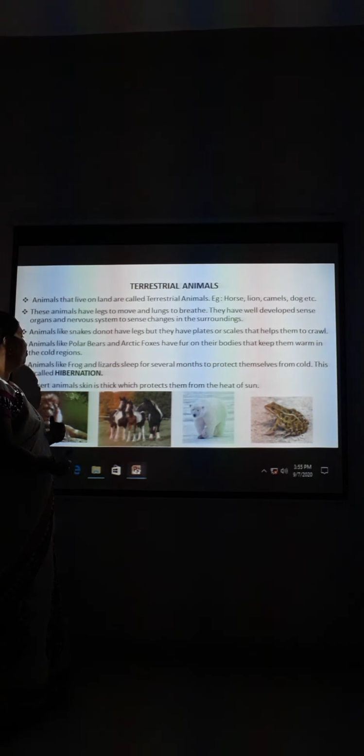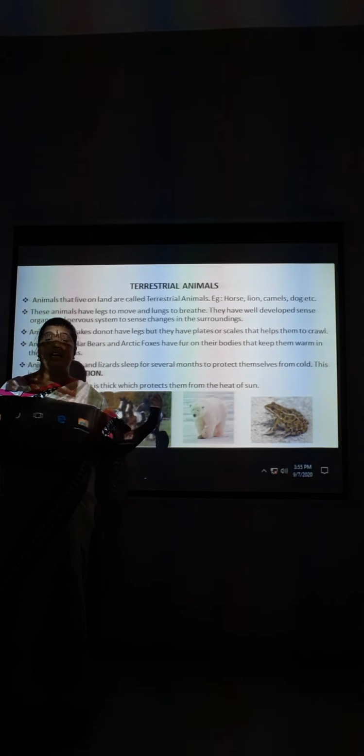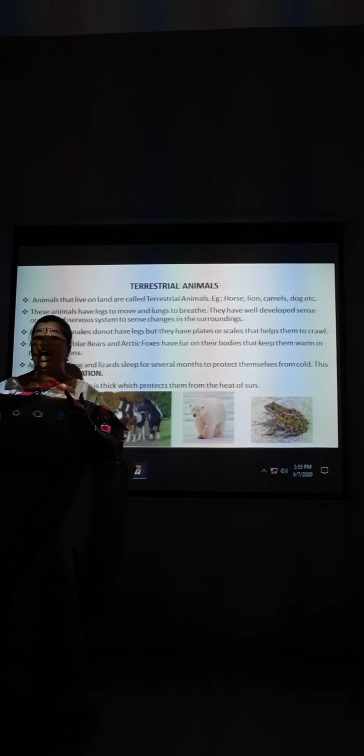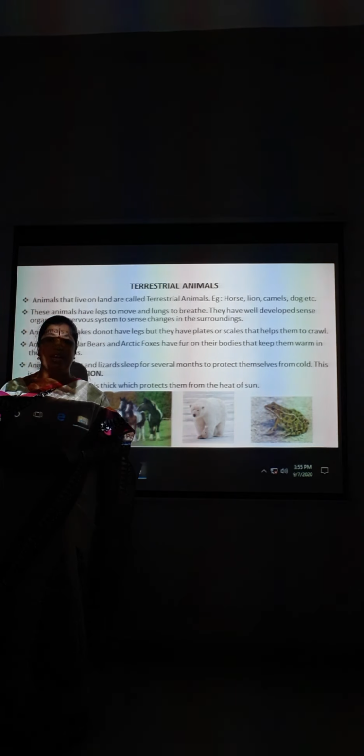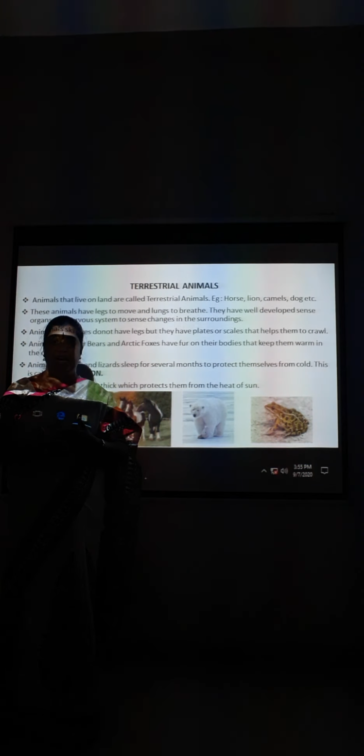Next, animals like frogs and lizards sleep for several months to protect themselves from cold. This is called hibernation. So, again we are able to hear a new word, hibernation. Hibernation is nothing but the resting period. Okay, animals like frogs and lizards, they sleep for a long time. Because it is very cold, they can't come out. So, during that period, they tend to take rest.